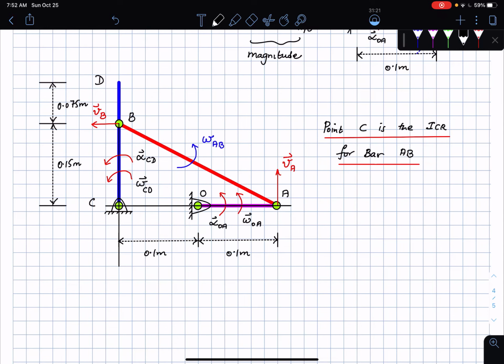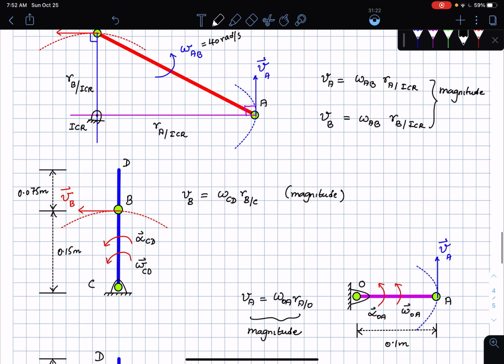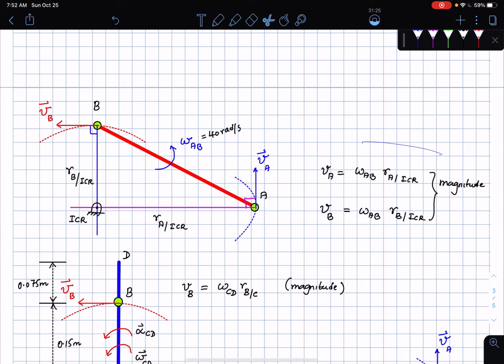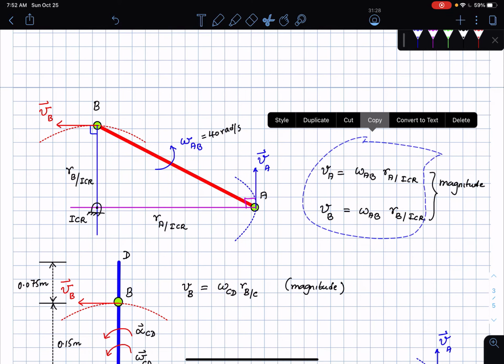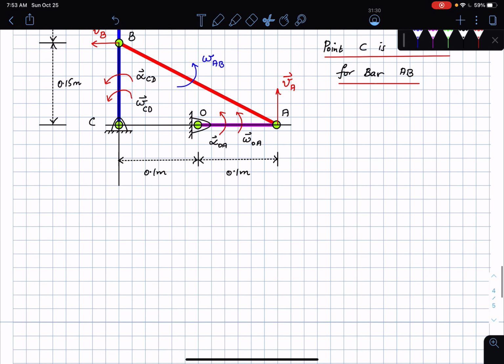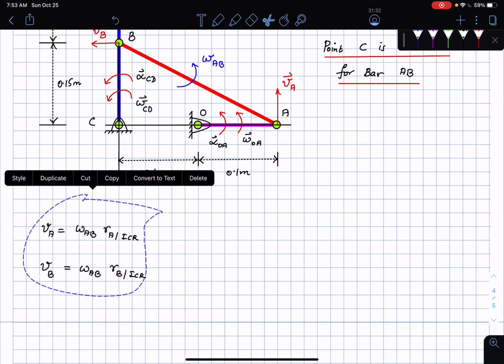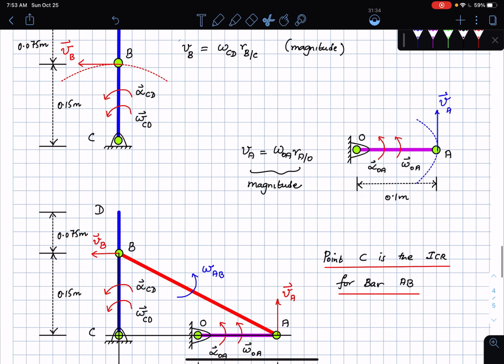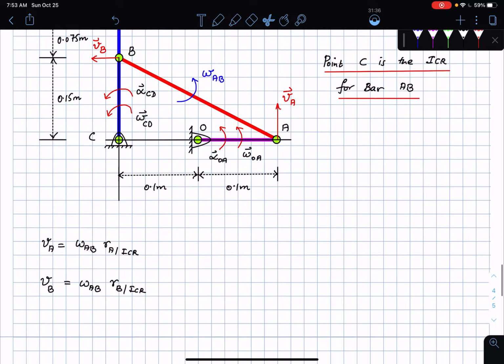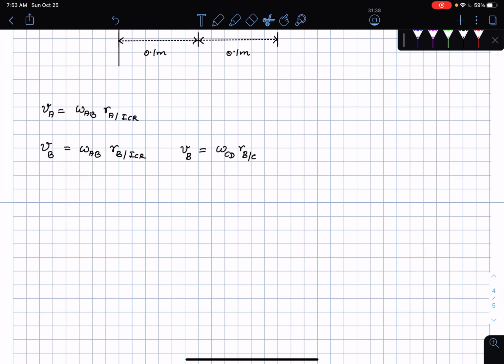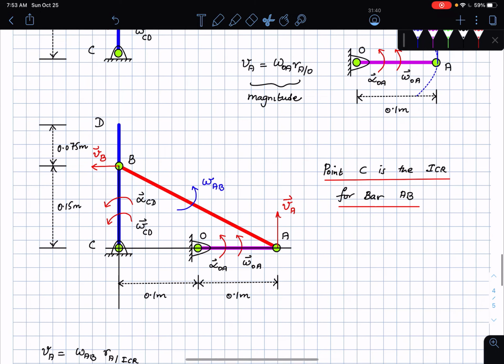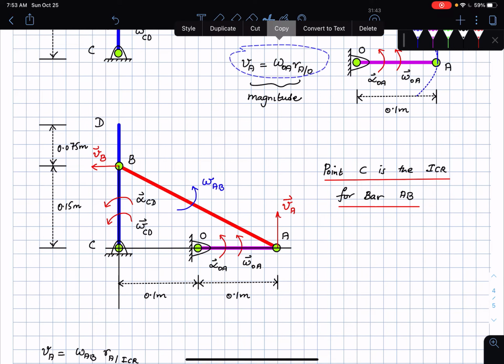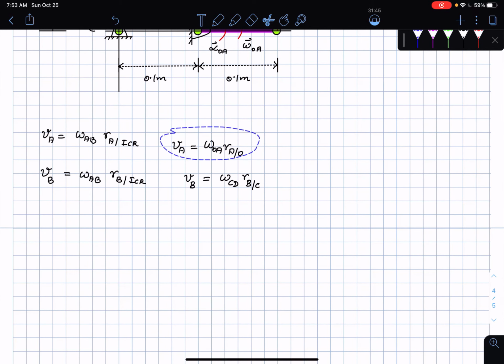Which means that if I now collect all my information from here, I have all of these things which I can bring forth. I'm just going to bring them out here. So that's one thing that I have. Then I have omega CD related this way to VB. I can write it right next to it, and I can also write this right next to what I have.